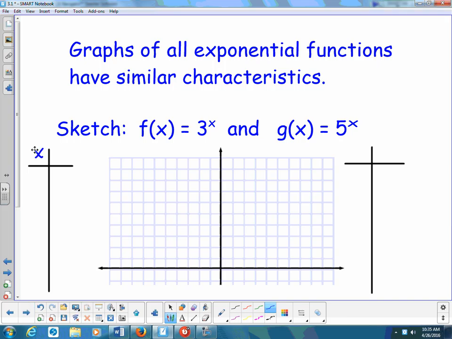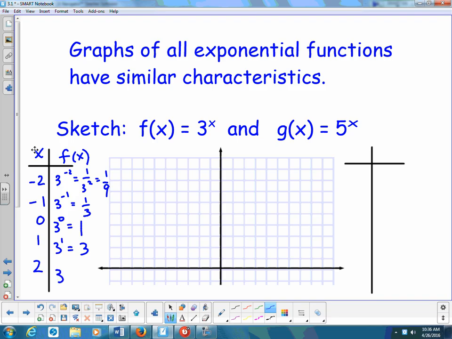Let's plot a few points for x versus f of x. For example, if I plug in -2, -1, 0, 1, and 2: if I plug in -2, that's 3 to the -2 power. That's going to be 1 over 3 squared, which is 1/9. If I plug in -1, that's 3 to the -1, which is 1/3. If I plug in 0, I get 3 to the 0, which is 1. If I plug in 1, I get 3 to the first, which is 3. And if I plug in 2, I get 3 squared, which equals 9.